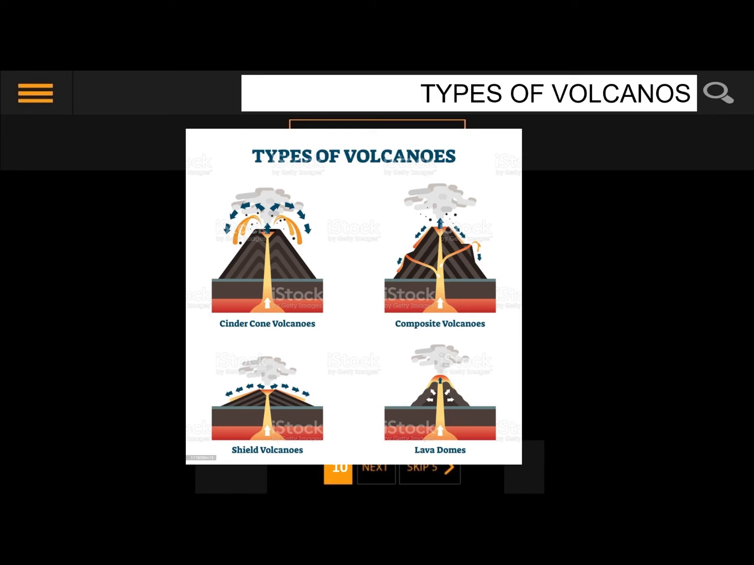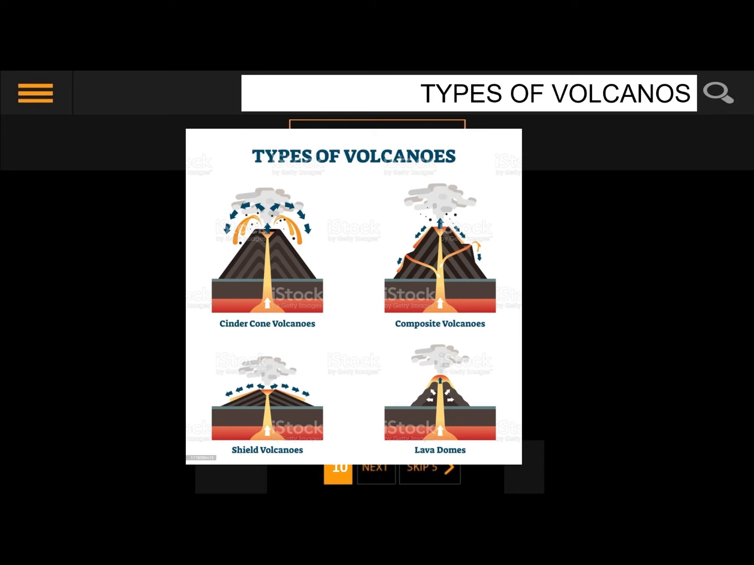Next, lava domes are formed by viscous magma being erupted effusively onto the surface and then piling up around the vent. Unlike shield volcanoes with less viscous lava, the magma from a volcanic dome just piles up around the vent.